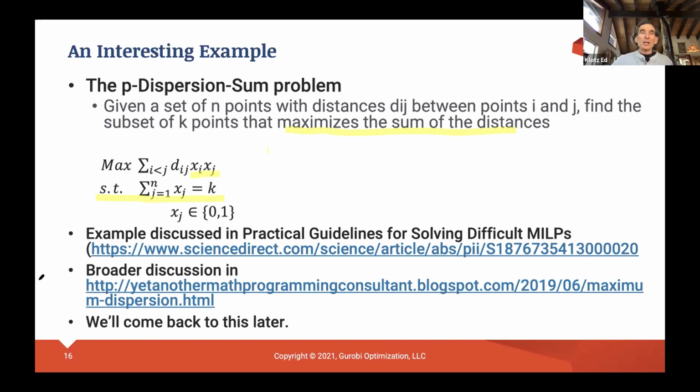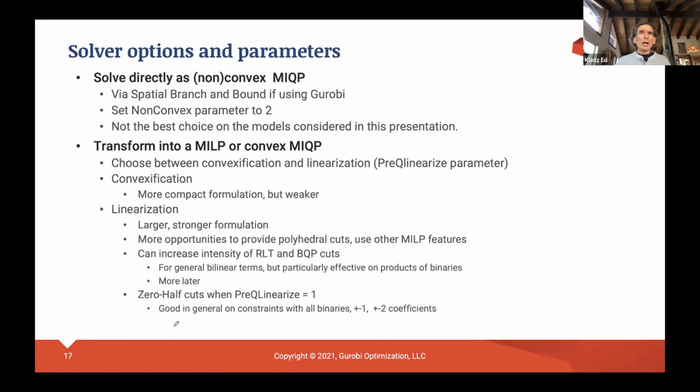And here are 2 links that discuss this further. I'm going to focus on the second one, which we will come back to subsequently in a few minutes. But first, what are our options here? Well, we can solve this directly as a non-convex MIQP. Just set Gurobi's non-convex parameter to 2 and let the spatial branch and bound run. But on most of the models here, this really is not the best approach.